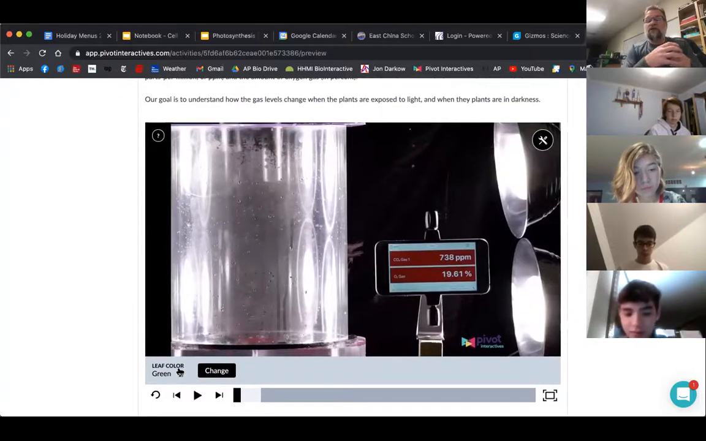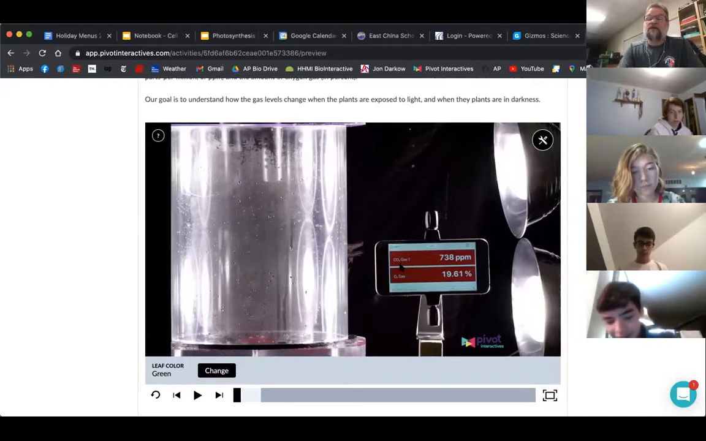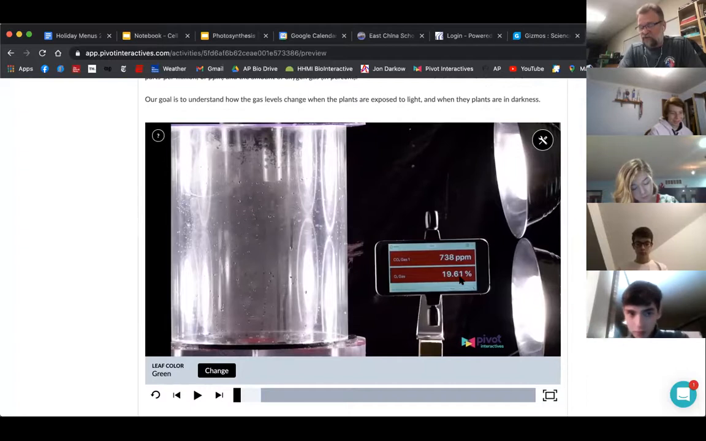So they're using what's called a Vernier probe. Vernier is a company, and we're using two different probes. We're using a carbon dioxide probe, and we're using an oxygen probe. These two probes are sensitive probes that are connected to this phone. One of the probes is measuring the CO2 in parts per million, and the other is measuring the gas in percentage, oxygen in percentage. So those are the two things that we're looking at.